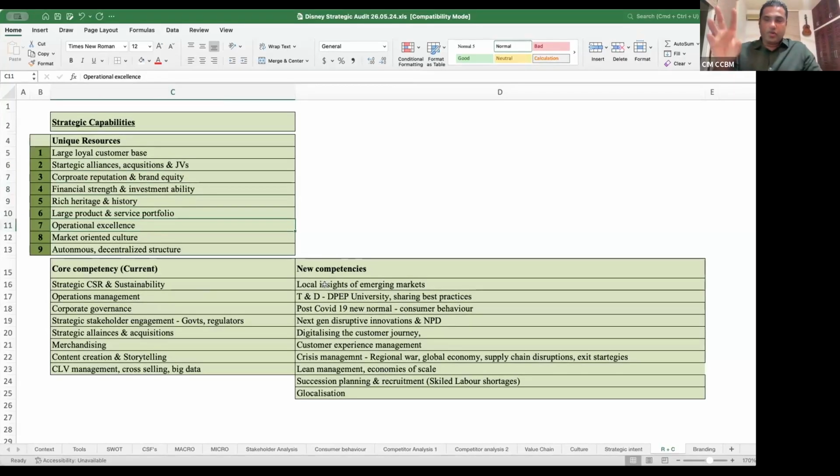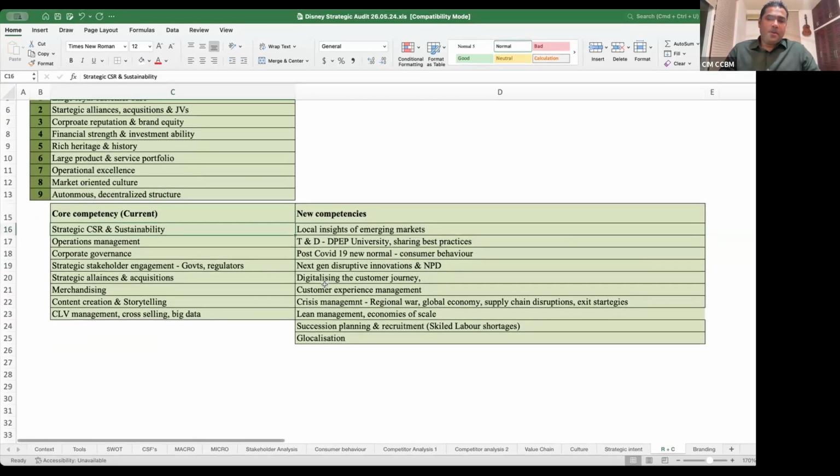Of course, you're only doing one area for your case study. Operational excellence, you can't be a theme park without having very good operations. You have a market-led or market-oriented culture. An autonomous, decentralized structure, which is something very unique that you have succeeded in achieving as an organization. The case study talks about that.